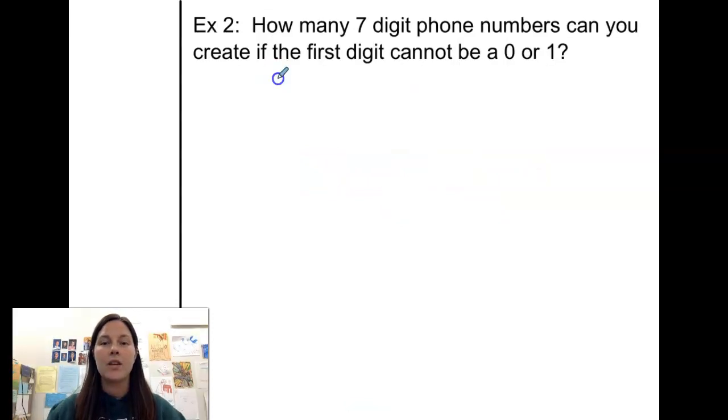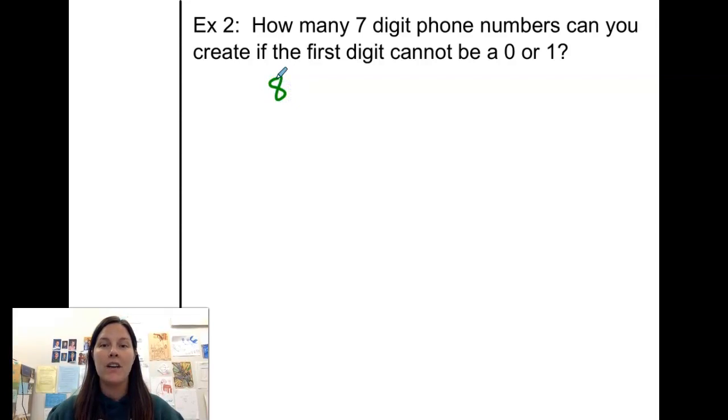All right, this one we are looking for how many different phone numbers can we create. Now, when you get assigned a phone number, the first digit in your phone number is not a 0 or a 1. So again, there's 7 different events, there's 7 different numbers, and we're going to think about how many options do we have for each digit in our phone number. So for the first digit, if it can't be a 0 or a 1, that leaves us with 2 through 9, which is a total of 8 different possible numbers.